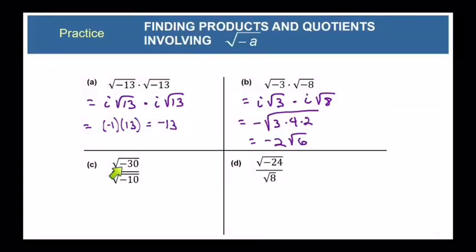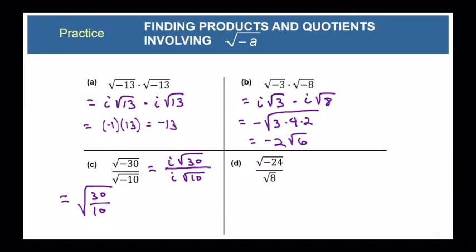And here we have the square root of negative 30 divided by the square root of negative 10. We will simplify the negatives under the radical first, but it's going to end up canceling itself out. So the top one will be written as i square root of 30, and the bottom one will be written as i square root of 10. Now the i's do cancel each other out, and we will write the resulting radicals all under one radical. So the square root of 30 divided by the square root of 10 becomes the square root of 30 over 10.